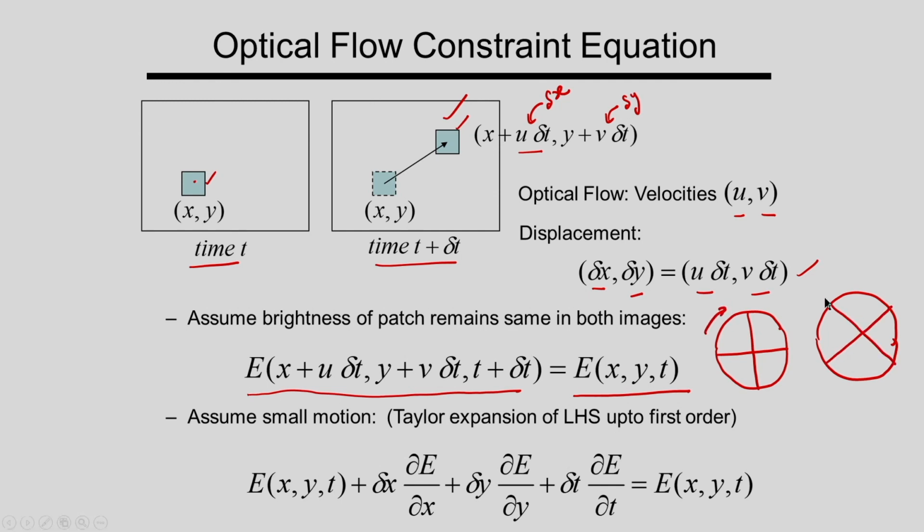So this object is rotating like this. This is at time t and this is at t plus delta t. If I consider the brightness at this point, suppose, it will be the same as that of this, because this point is moving to this point. So the brightness of this will be the same as that of this.